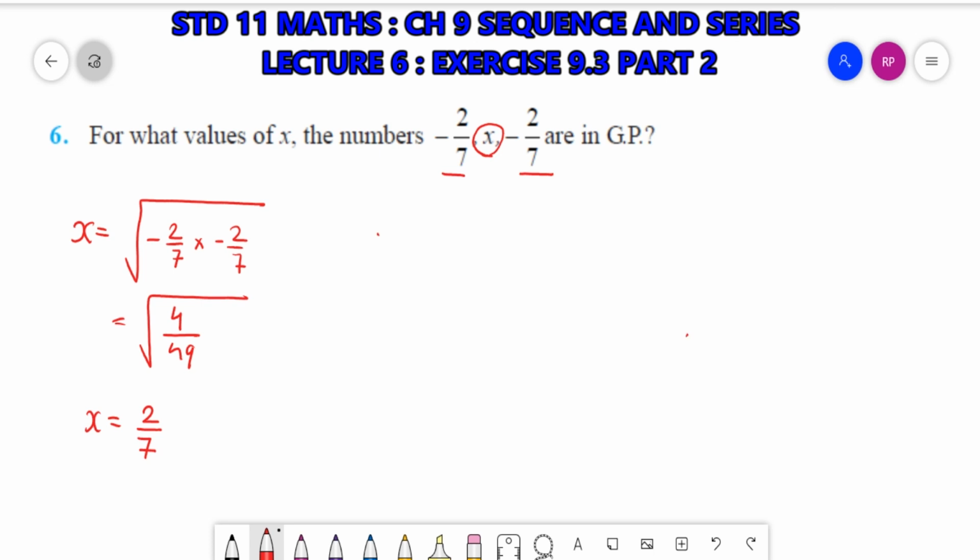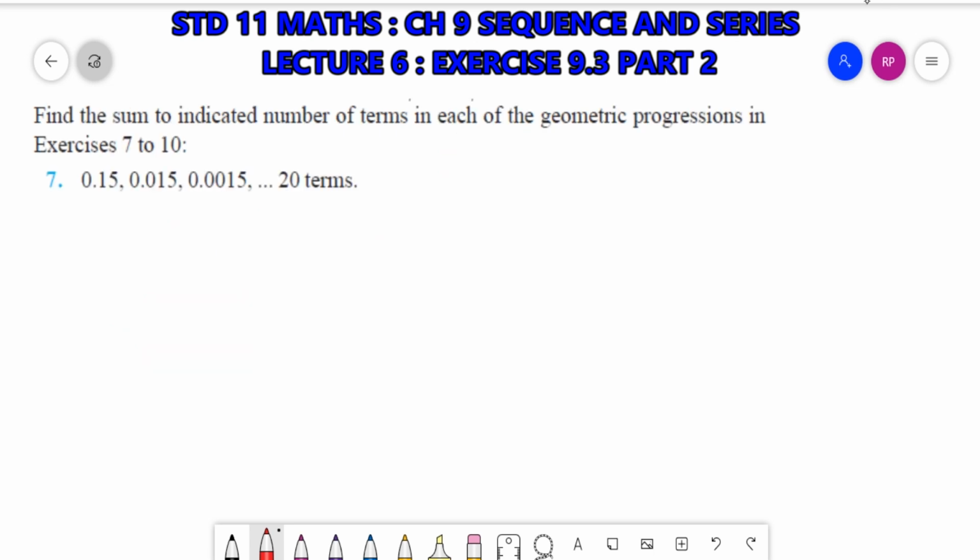Now let's see the next, that is question number 7. Find the sum to indicated number of terms in each of the geometric progressions in exercise 7 to 10. So from 7 to 10, you have to find the sum of the given geometric progression. First is 0.15, 0.015 up to 20 terms. So let's see, the first term a is equal to 0.15. Now let's take the ratio. The ratio is 0.015, the second term upon the first term.